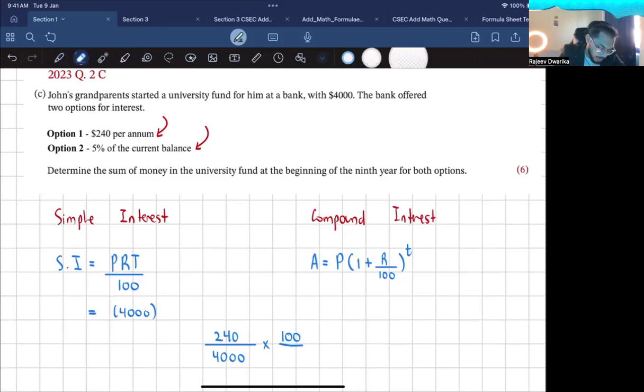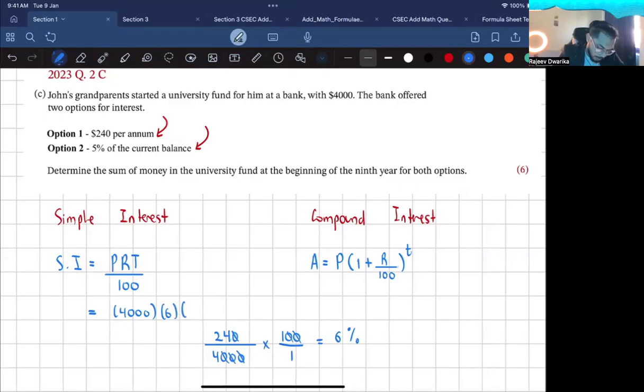Yes, that's a percentage. When you're using the simple interest formula, rate has to be a percentage. You understand what I mean, right? Because it's R over 100. So what do you get for this? 6. Right, so the rate is 6% over here.